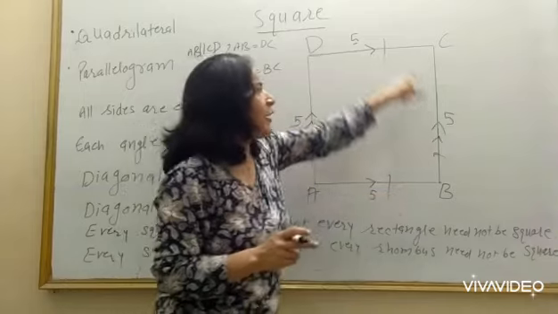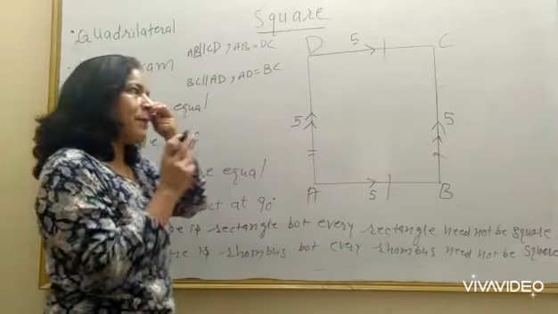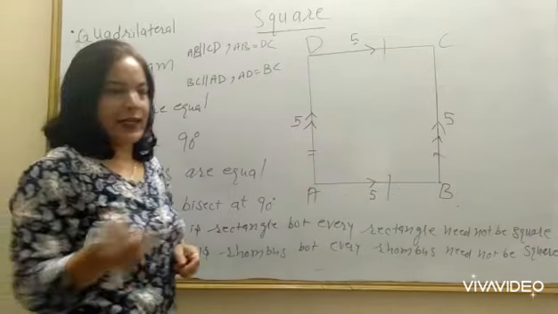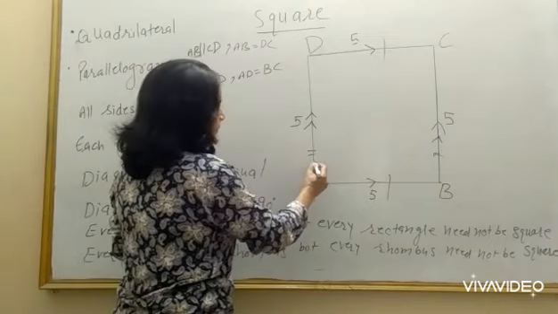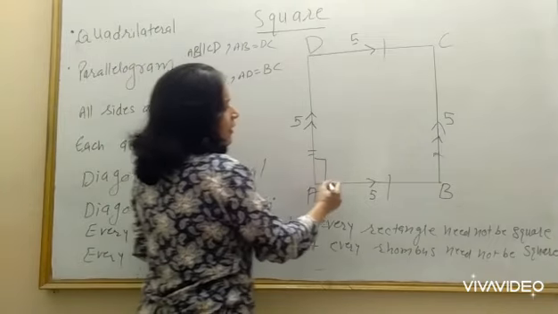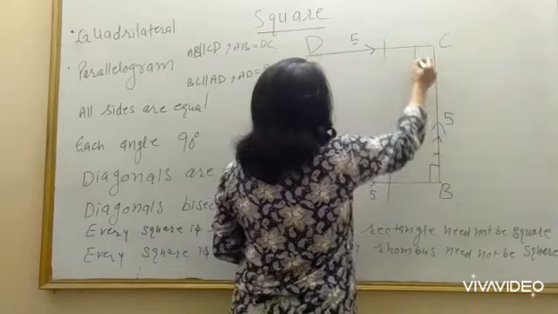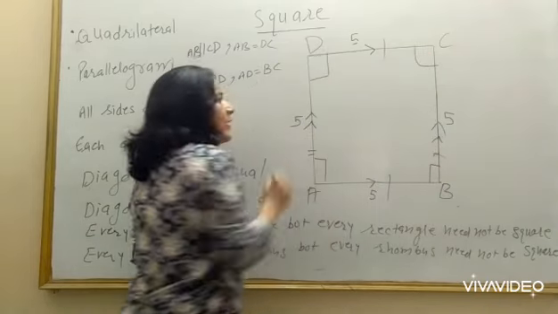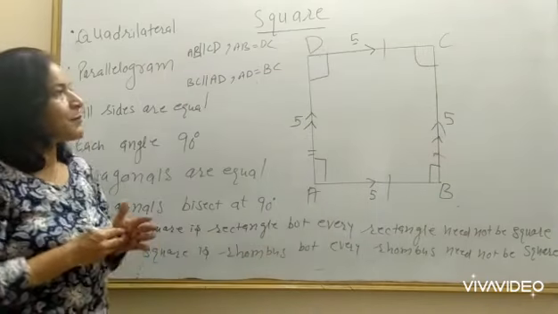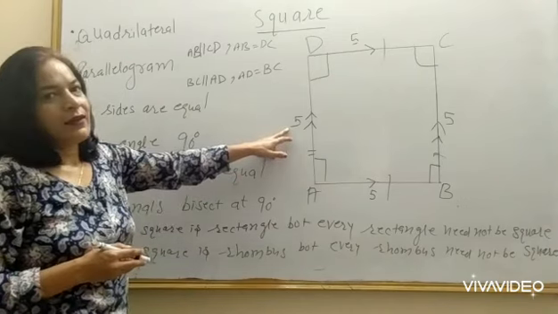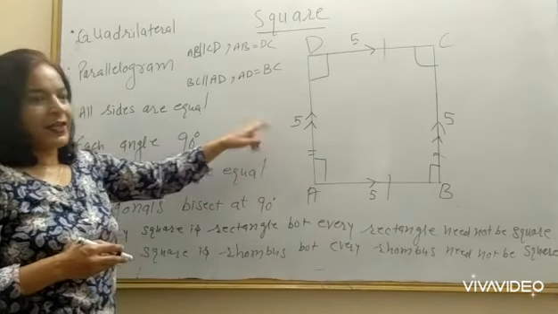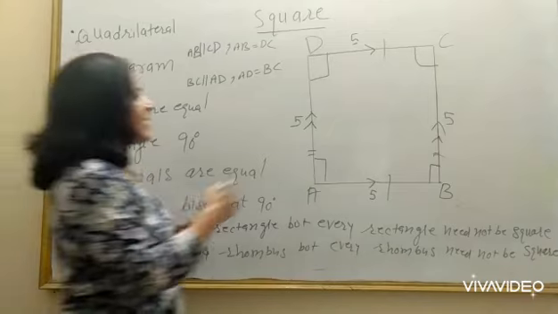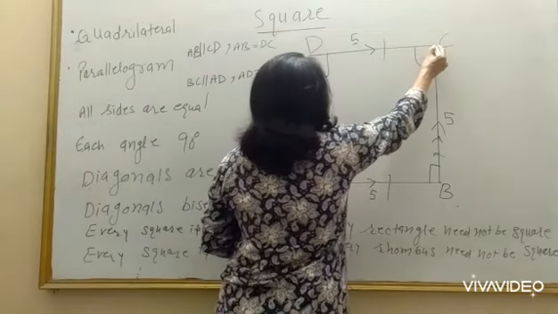But all sides are equal, so it is a parallelogram where all sides are equal and each angle is equal to 90 degrees. So this parallelogram is a what? Rectangle, because diagonals are also equal.